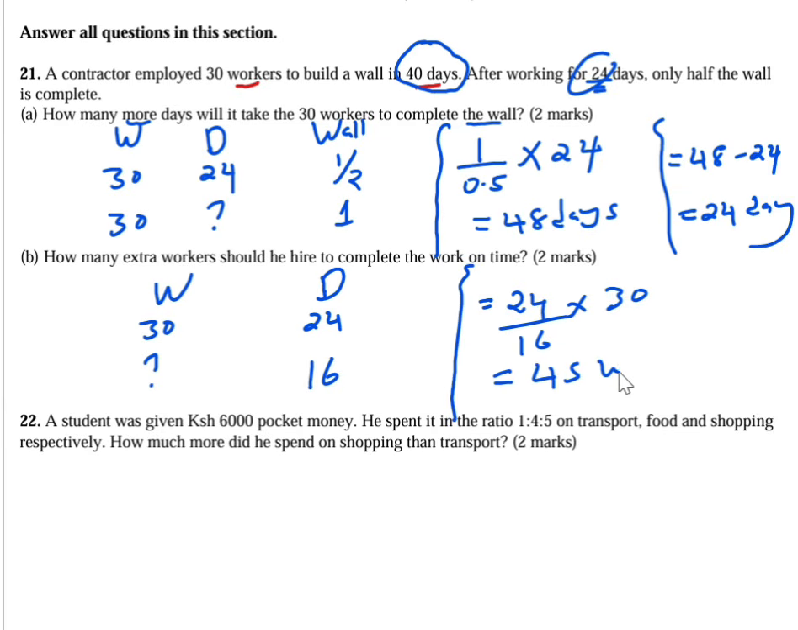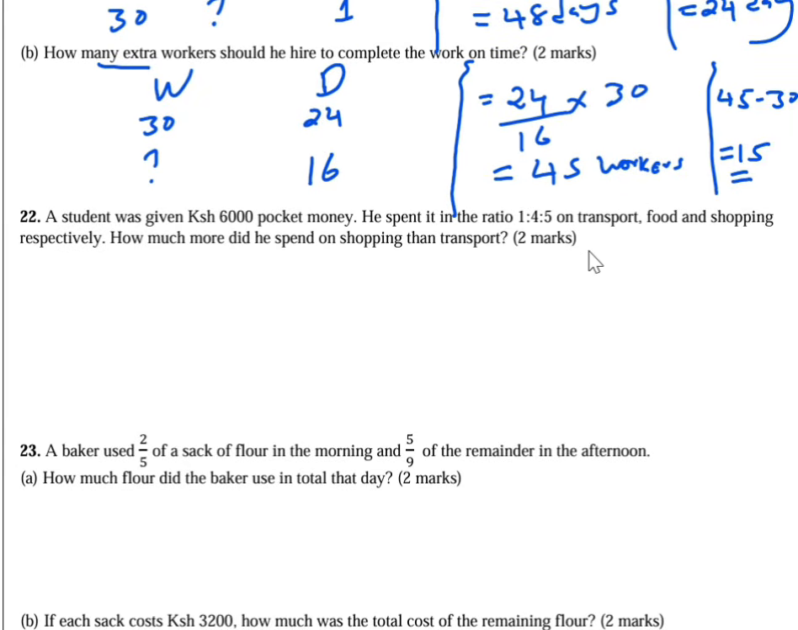So 45 workers. But remember now, we have 30 workers. So we want how many extra? We have 30 workers and we need 45 workers. To get the extra, we subtract. So it will be 45 minus 30, which is 15. So these are extra workers we need in order to complete that work on time, and you score those 2 marks. I hope you've understood. Do you have any questions? Let us know in the comment section.